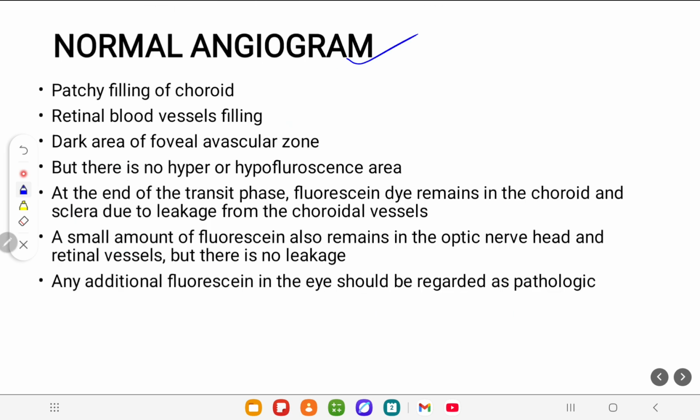So what does a normal FFA look like? What does a normal angiogram show? Basically passive filling of the choroid, we have discussed about it. Retinal blood vessels fill, there is a dark area in the foveal avascular zone, but there is no hyperfluorescence or hypofluorescence. Okay, that's very important, because in a normal case there is no hyperfluorescence or hypofluorescence. At the end of the transit phase, fluorescent dye remains in the choroid and sclera due to leakage from the choroidal vessels. So basically, choroidal vessels are leaky.